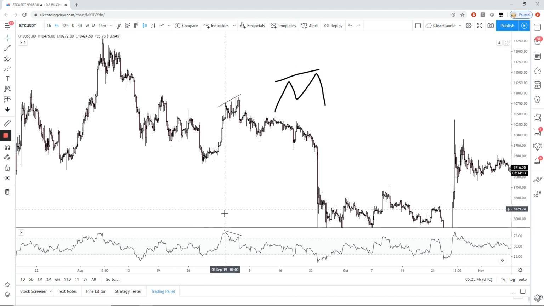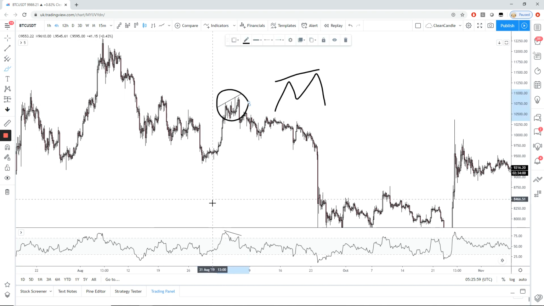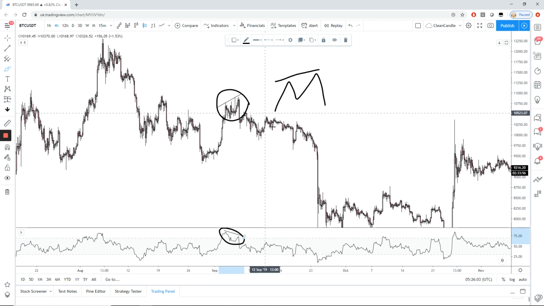Divergences are clean peaks that stay above the 50 level on RSI. So they are clean peaks that stay above 50, and they happen in a very short span of time. Okay, they are one peak into another. They happen very quickly.